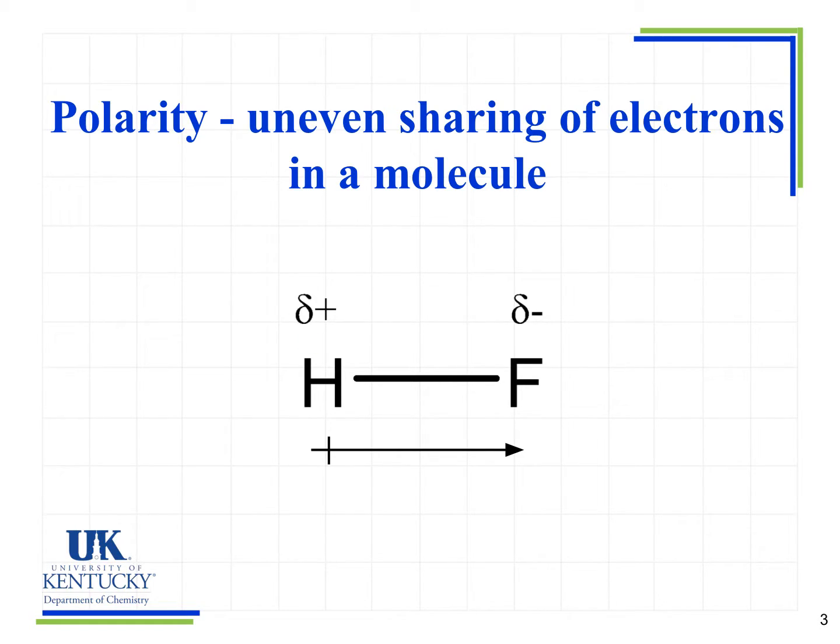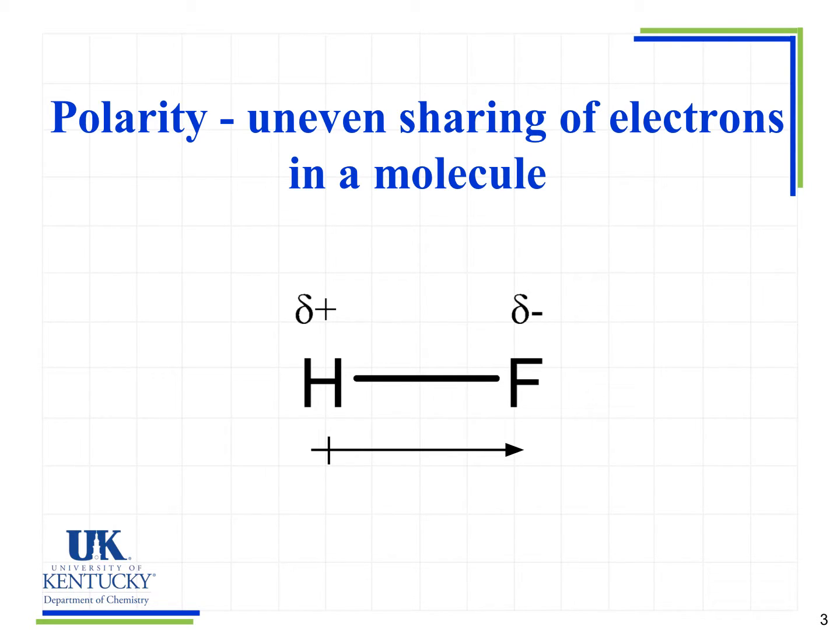And what this represents is that more electron density is being held closer to the fluorine than the hydrogen. So these electrons are being shared unevenly. And when we have electrons that are being shared unevenly, we say that that bond is polar, that there is a polarity to that bond.